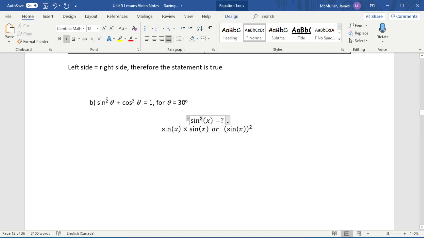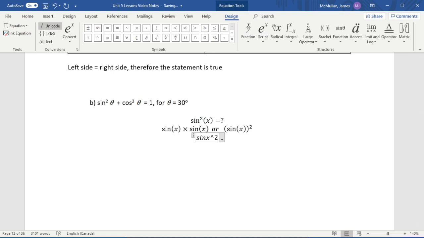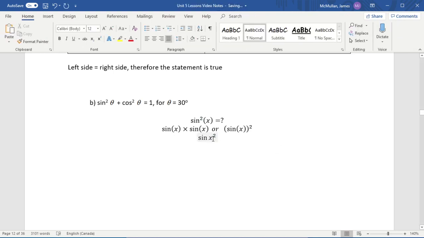When you see a 2 here, it doesn't mean theta is squared, right? Because we can't say this, because now it's the x that's squared, not the sine. Okay? So it doesn't look like that. It looks like either like this, sine times sine, or the whole thing sine x squared.